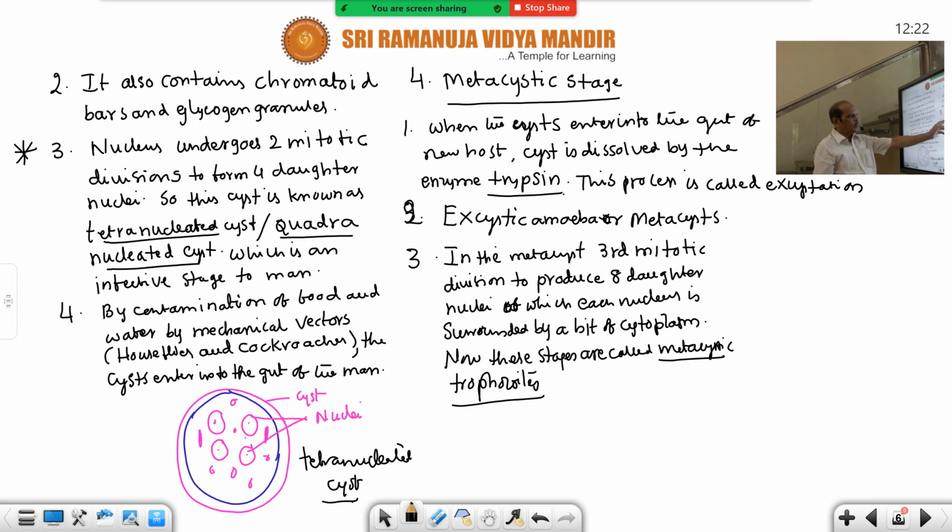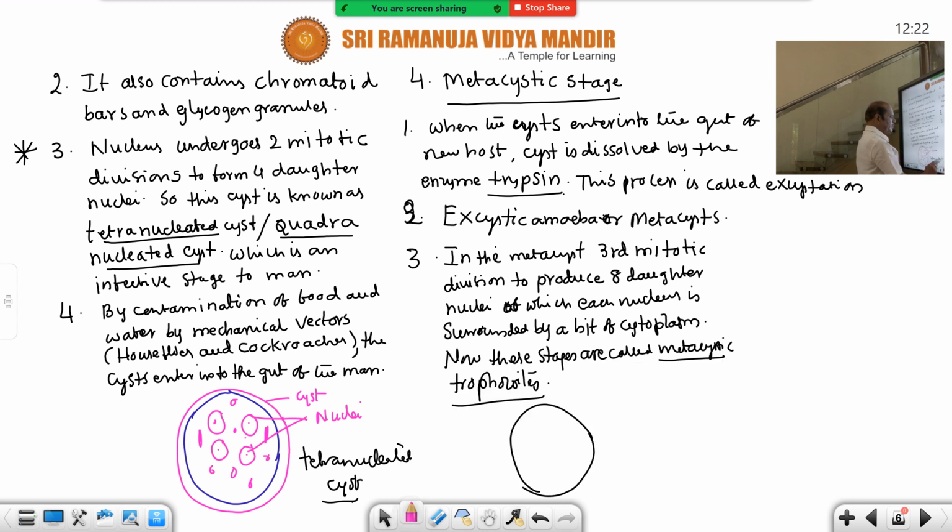In the metacyst, the third mitotic division occurs to produce 8 daughter nuclei. Each nucleus is surrounded by a bit of cytoplasm. Now these daughter cells are called metacystic trophozoites. So encystation occurs here like this. This is encystation.